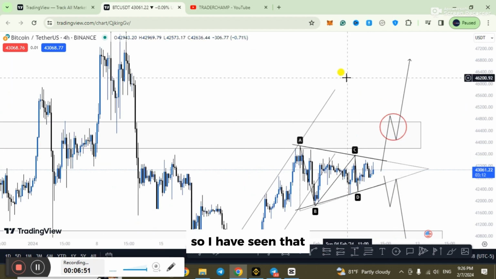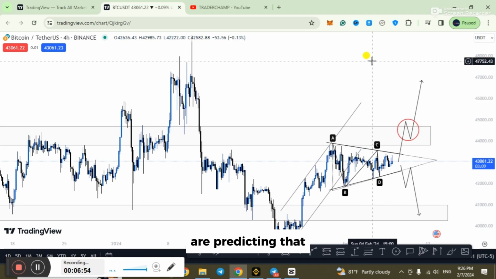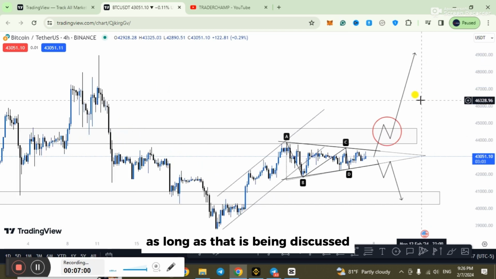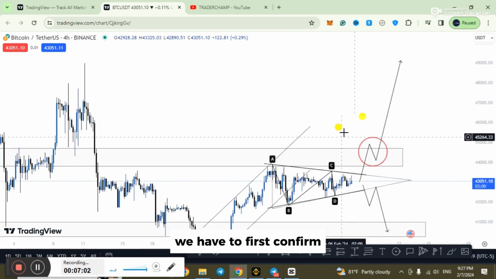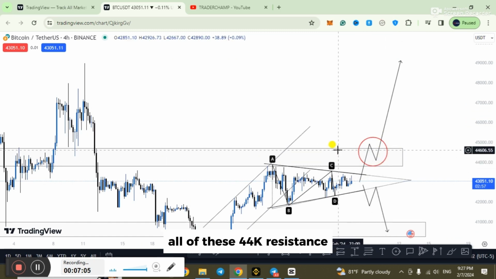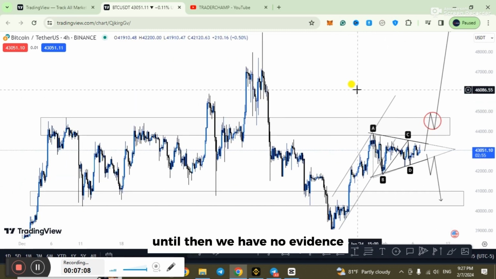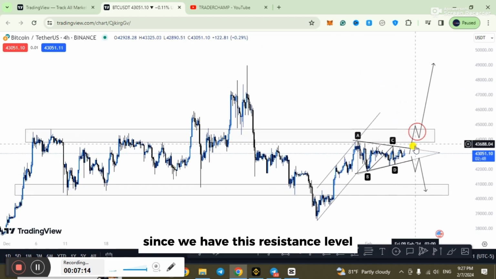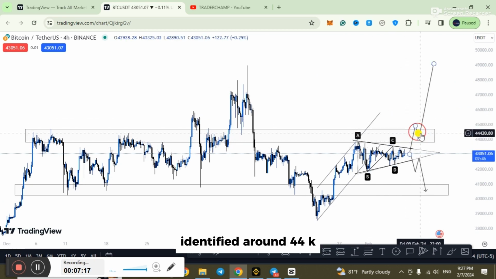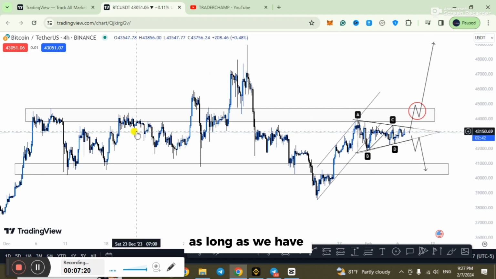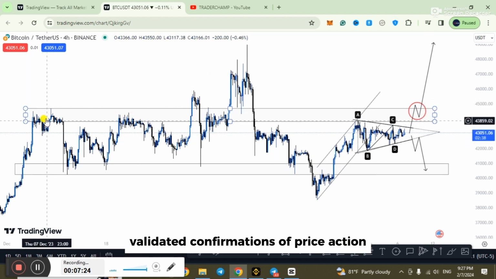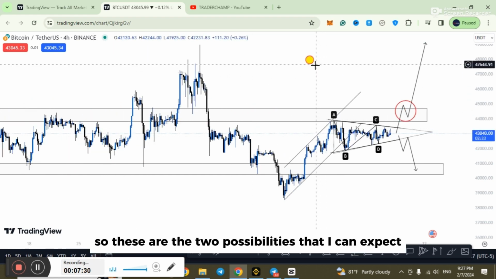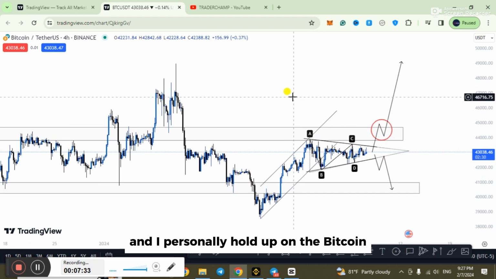So I have seen that many analysts and also traders are predicting that the Bitcoin is about to visit back above 50k. As long as that is being discussed, we have to first confirm a bullish breakout over this 44k resistance. Until then, we have no evidence of a continuation or a ladder up towards the 50k level, since we have this resistance level identified around 44k as a major sell zone, as long as we have validated confirmations of price action that we have back tested on the 4-hour time frame. So these are the two possibilities that I can expect and personally hold on the Bitcoin.